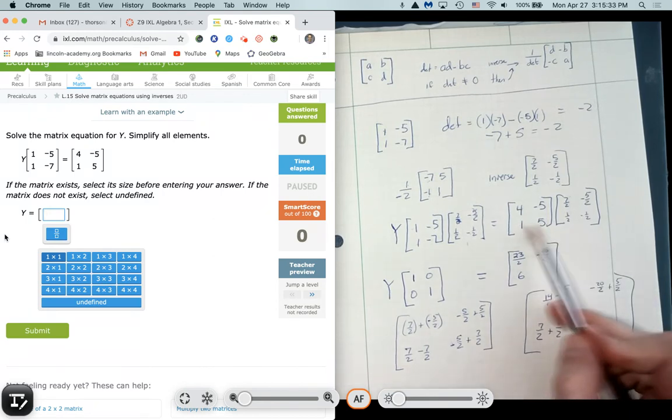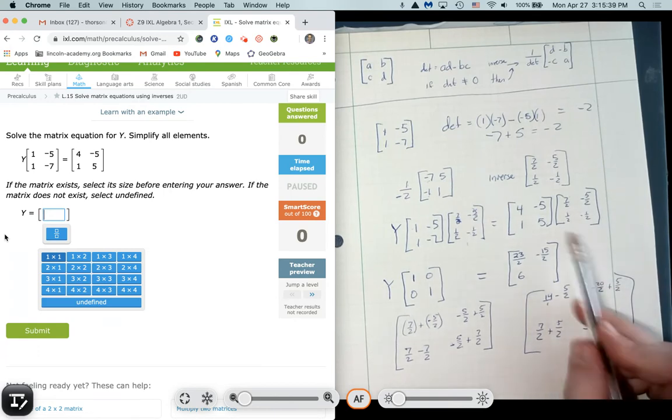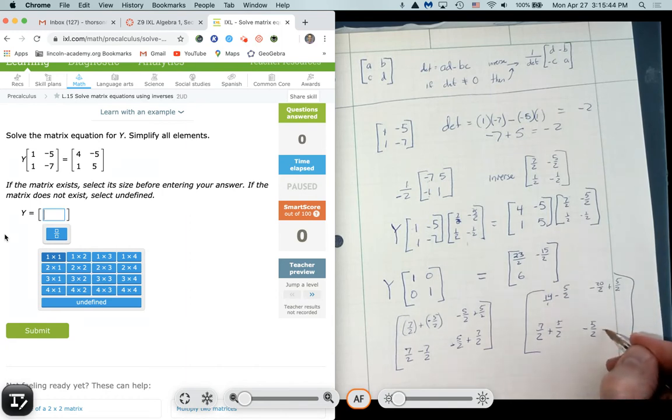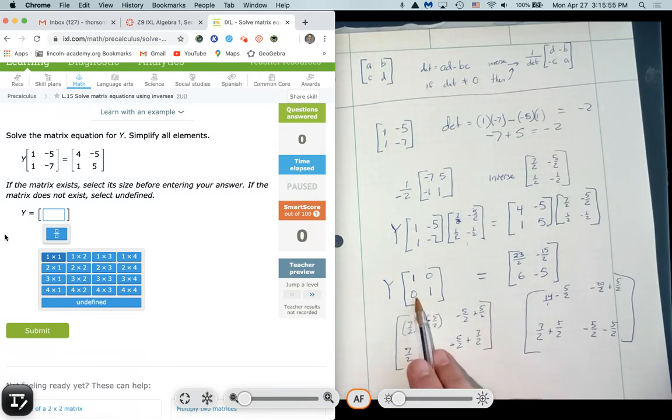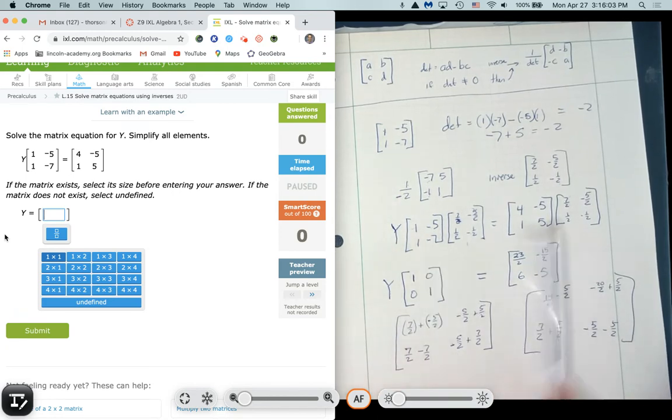Then the last row times the last column. 1 times negative 5 halves is going to be negative 5 halves. 5 times a negative 1 half is going to be a minus 5 halves more. That's going to be a negative 10 halves, or negative 5. Now, this identity matrix times y gives us just old y. So y is this. This is my matrix y that I would have multiplied by this to get that.